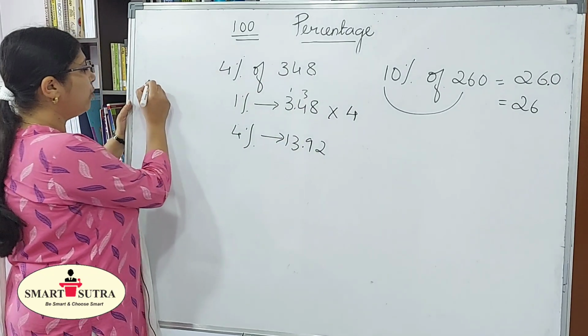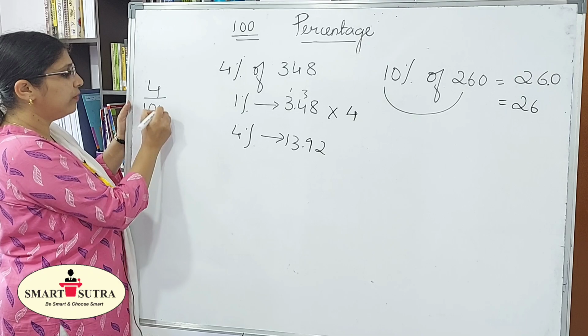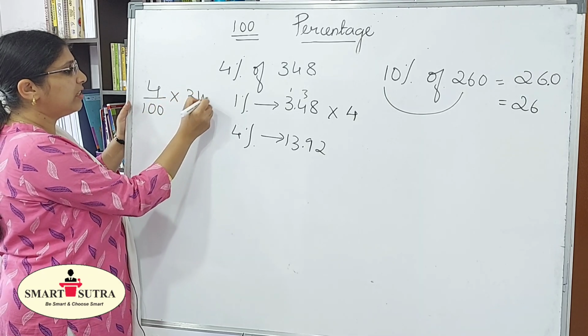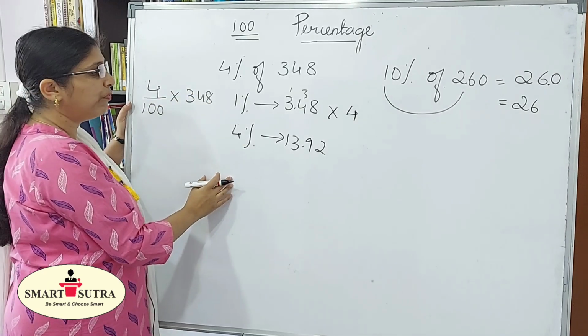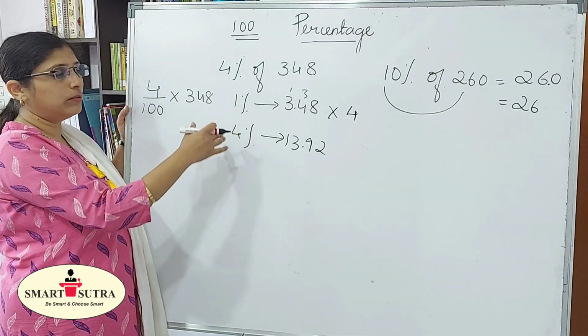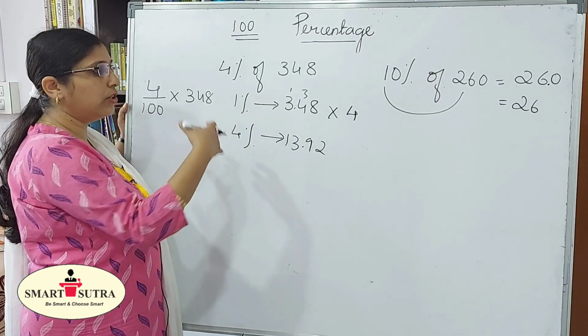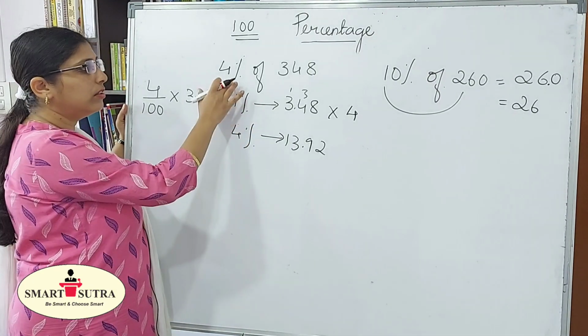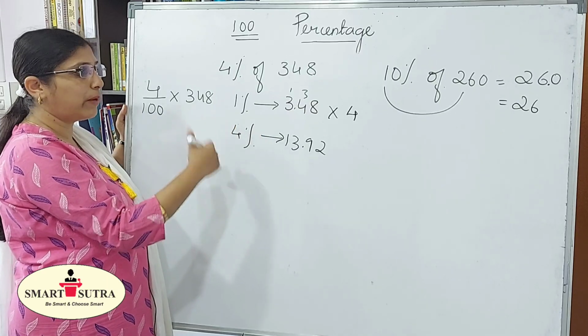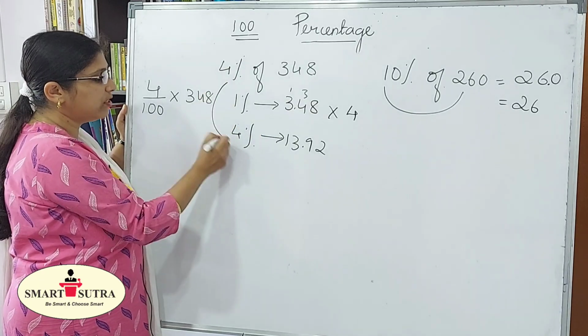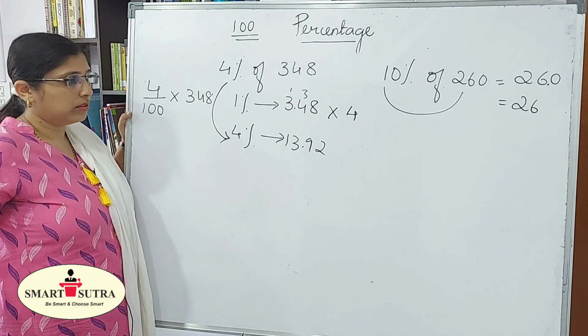Traditionally what we do is write 4 by 100 and then 348. Instead of that, directly we can do it like this. I am writing this because we are doing it for the first time. Once you understand the things and have practiced a lot, you can write directly from this step.